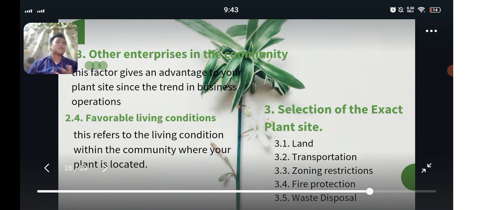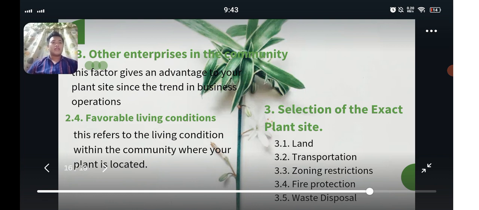In transportation, accessibility of transportation facilities, either public or private. In zoning restriction, these are limitations on where a plant site may be located. They are always subject to prevailing laws and the goods produced by the company.